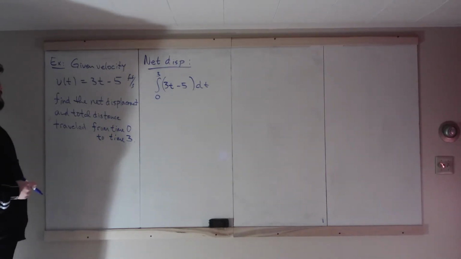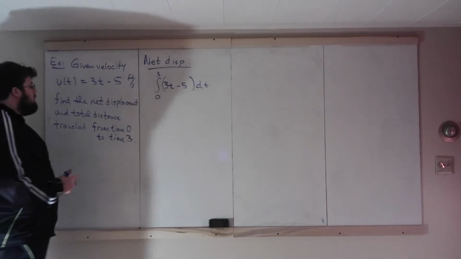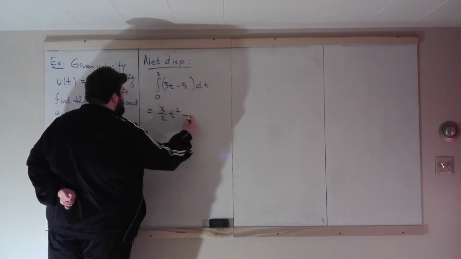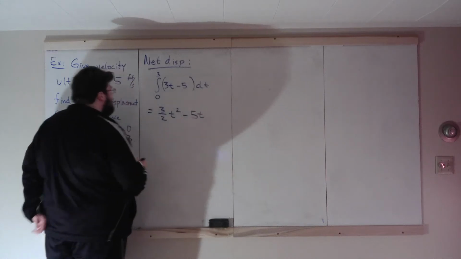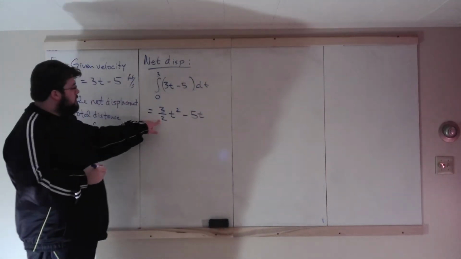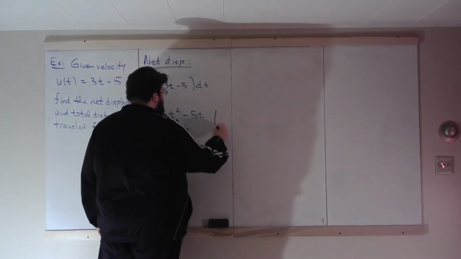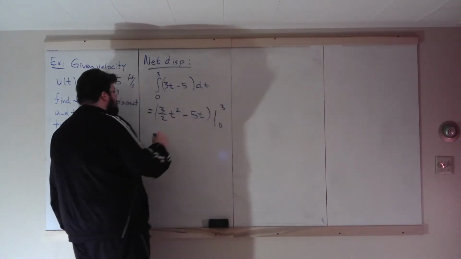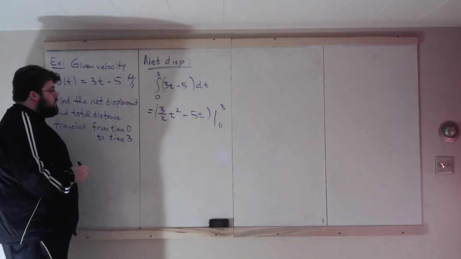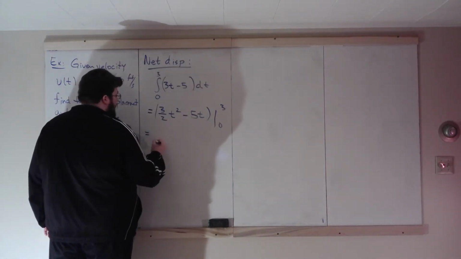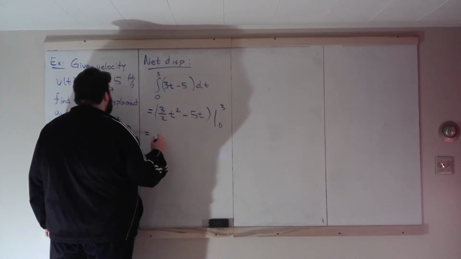So let's do this integral. 3t would be what? 3 halves t squared. Negative 5 integrates to negative 5t. The derivative of this is 3t minus 5, so that checks. From 0 to 3. At 0, we get 0 minus 0, so all you really have to do is evaluate at 3. So we get 3 halves of 9. 3 halves of 9 is what? 27 halves.